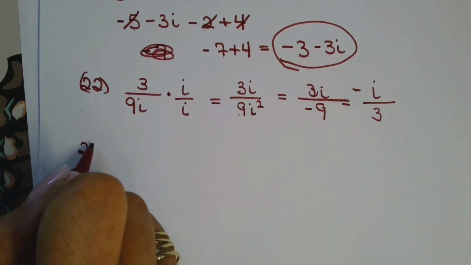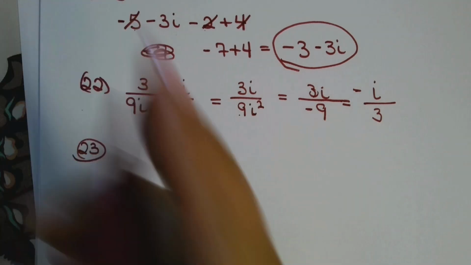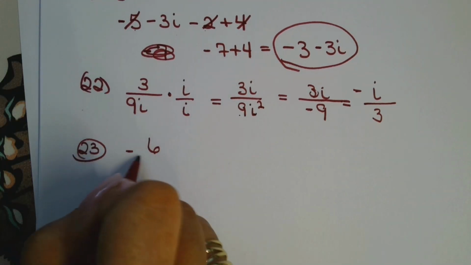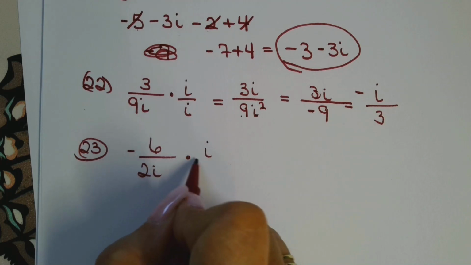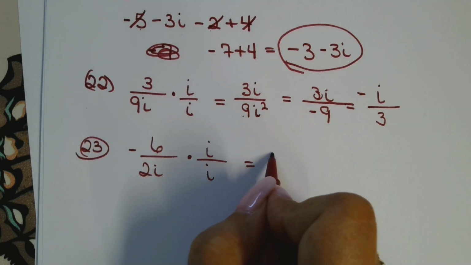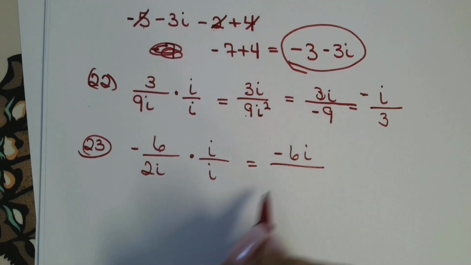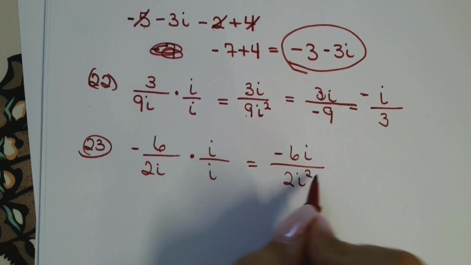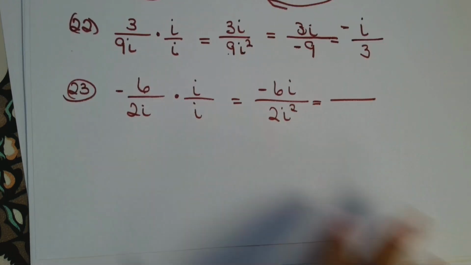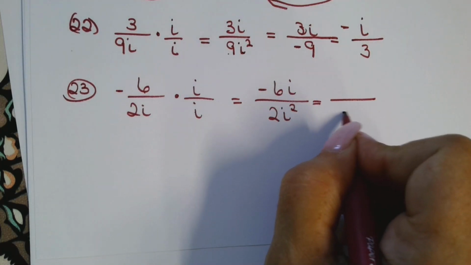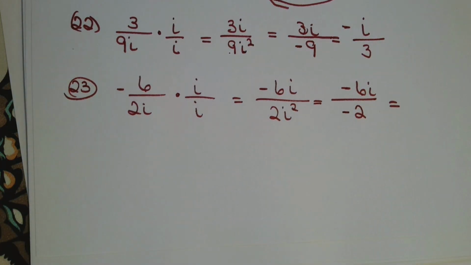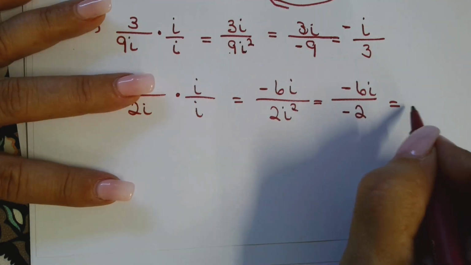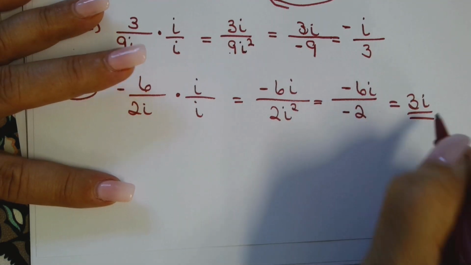So number 23, let's take a look. We have negative 6 over 2i. Once again, we have that i in the denominator we need to get rid of, so we're going to rationalize it. This is going to give me negative 6i in the numerator and then 2i squared in the denominator. Remember, wherever you have an i squared, that becomes negative 1. So negative 1 times 2, that's negative 2. And we have negative 6i. And negative 6 divided by negative 2 is a positive 3, and you're left with just 3i.